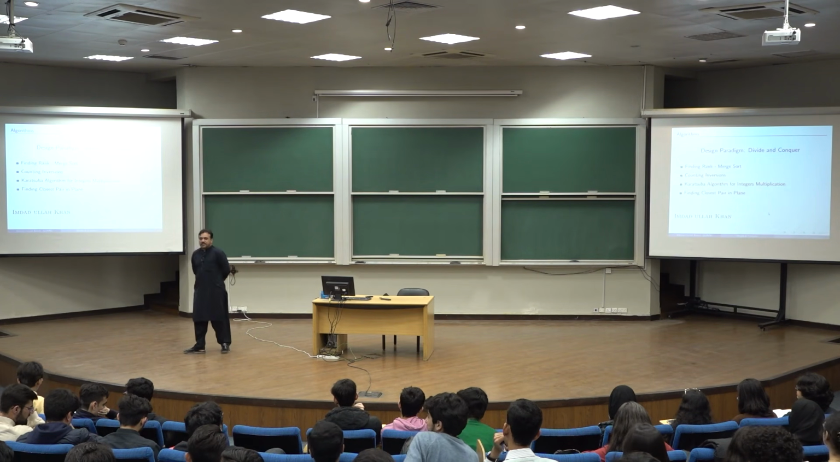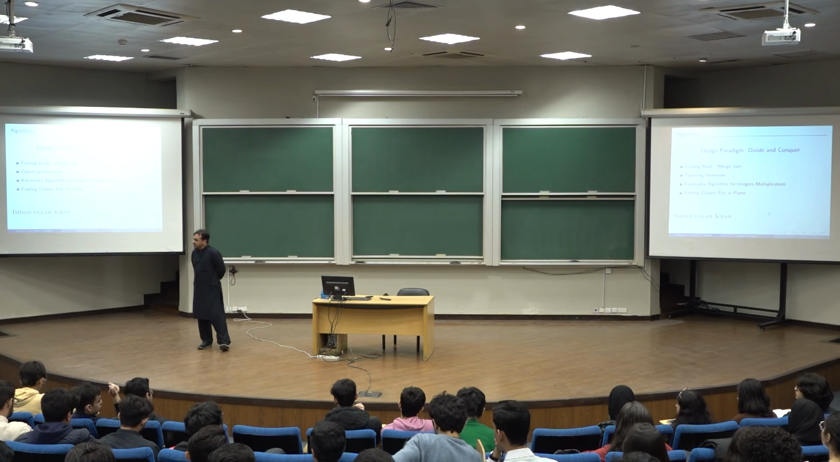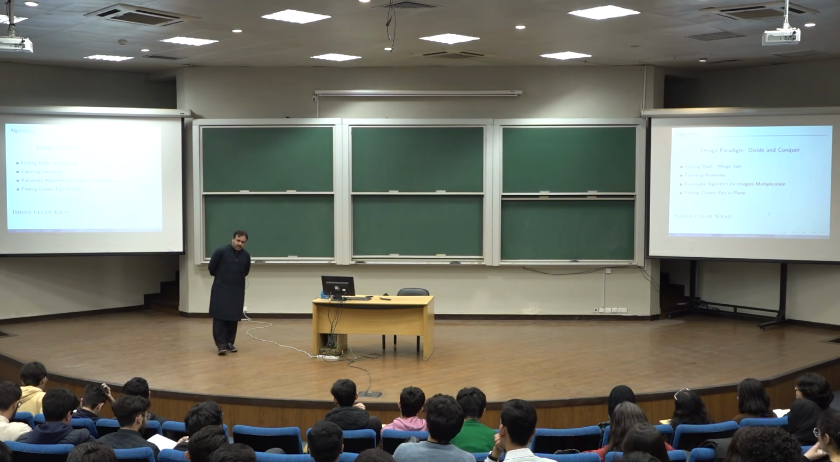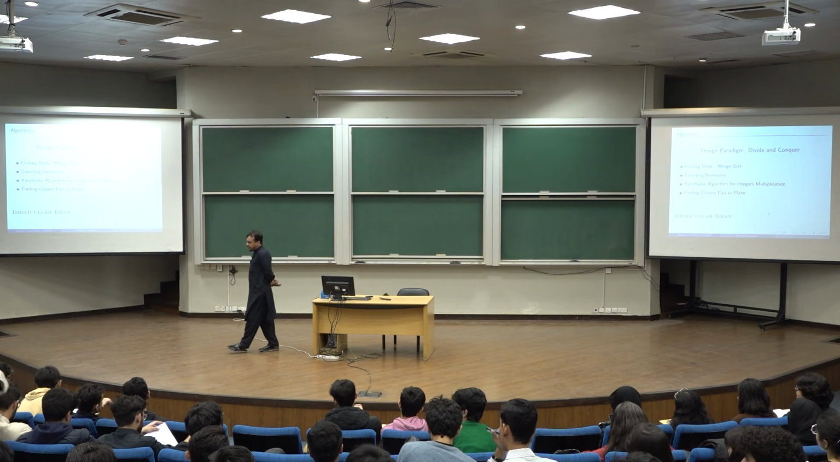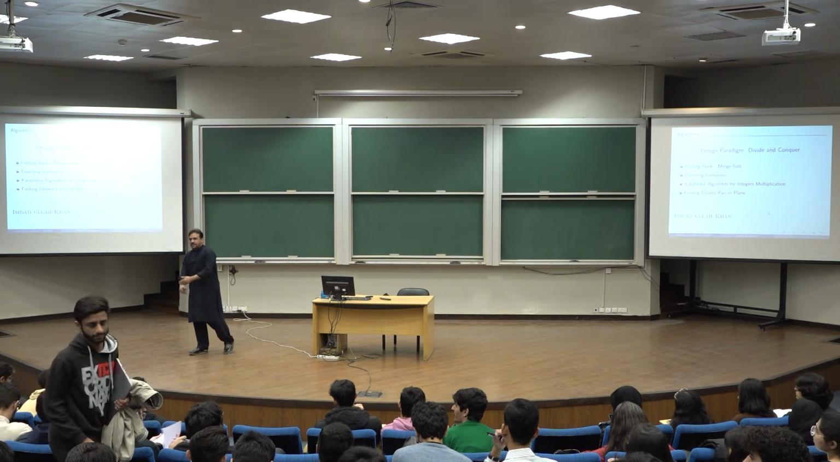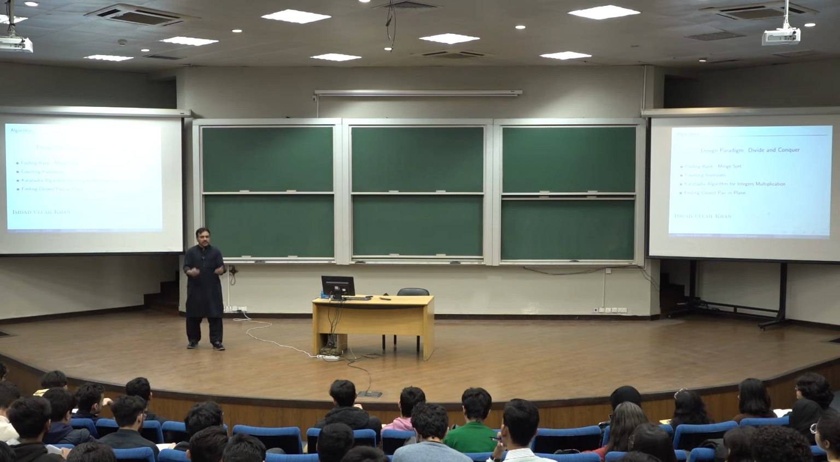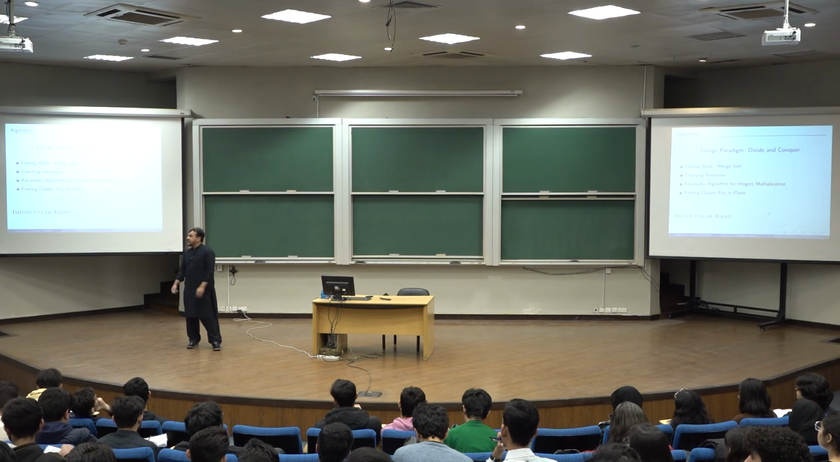Find the min and place it at the first place. Then find the min of the remaining and place it at the second place, right? In the output, find the min of the remaining and place it at the third place. And if you continue this n times, you will get the sorted array, okay?